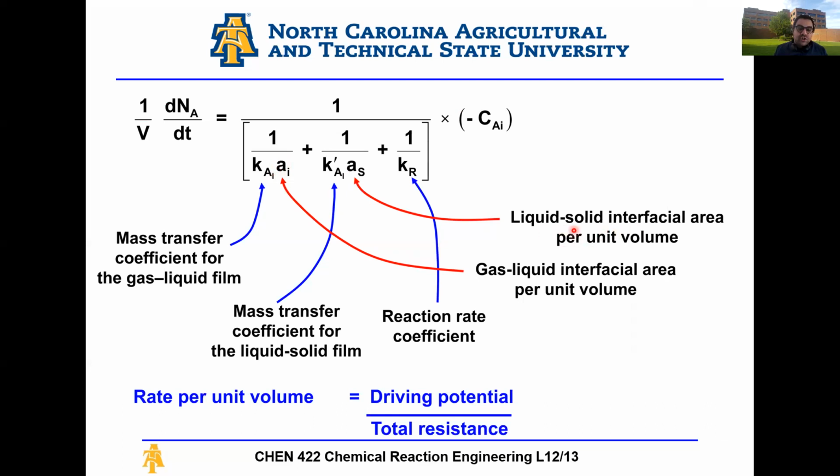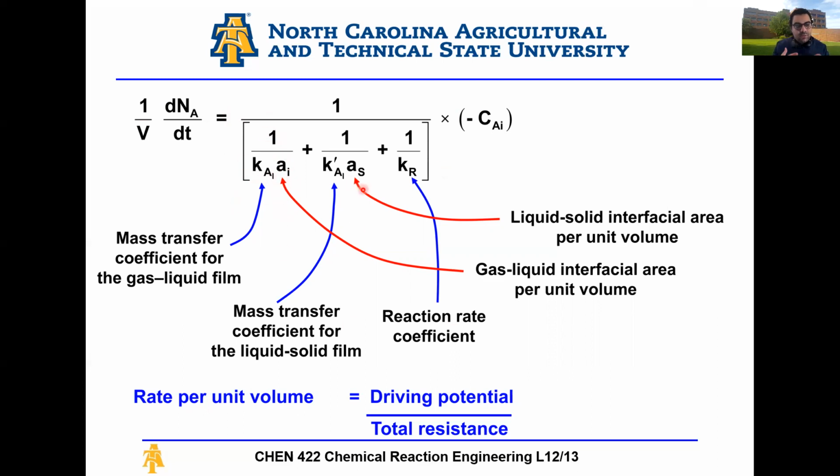The liquid solid interfacial area in this case depends on the size of the catalyst particle, right? So if your catalyst particle is very fine, this liquid solid interfacial area, or the surface area per volume ratio, will be very high, and you can see this resistance becomes low, right? If I have very big bubbles where my surface area per unit volume is very low, then this becomes a big resistance and slows my process.